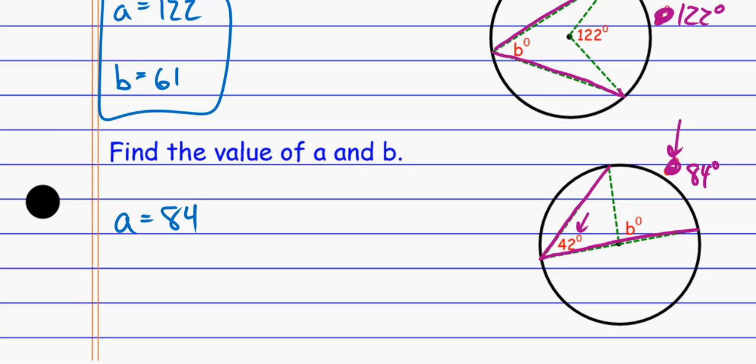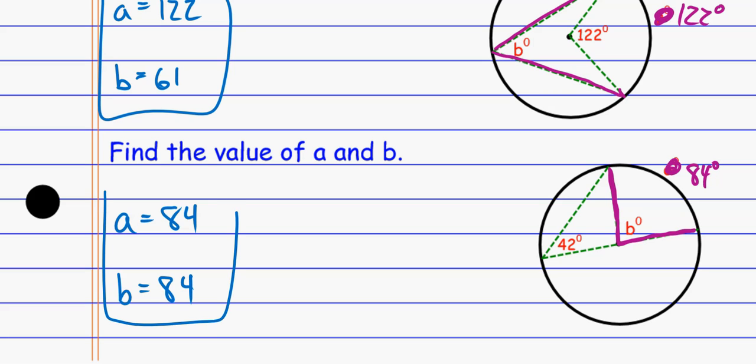Now thinking about the relationship between that arc and the central angle, let me erase all this stuff. If that's 84 degrees, now I'm looking at angle B, which is the central angle. The central angle has to be the same as the arc. So if the arc is 84 degrees, then that central angle has to be 84 degrees. In other words, my B value is 84. And that's it. The central angle is the same as the arc. The inscribed angle is half the arc.